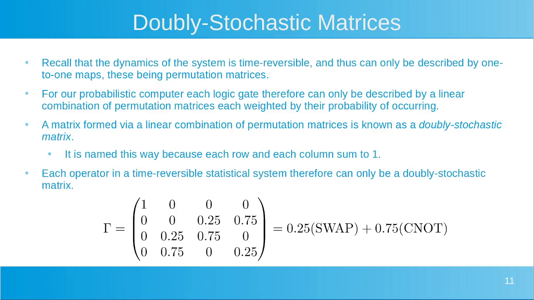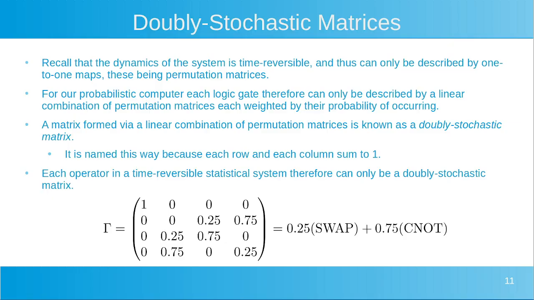Recall that the dynamics of a system is time reversible, and this can be described by one-to-one maps, these being permutation matrices. For a probabilistic computer, each logic gate, therefore, can only be described by a linear combination of permutation matrices, each weighted by their probability of occurring. If you look at the bottom there, we're defining a doubly stochastic matrix, which is usually represented with an uppercase gamma, as equal to a 25% chance of the swap permutation occurring, plus a 75% chance of the C0 permutation occurring. The reason they're called doubly stochastic matrices is because if you look at this matrix, you can see that each column sums to 1 and each row sums to 1.